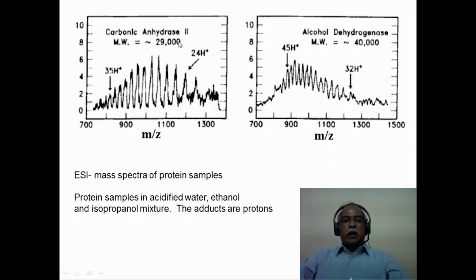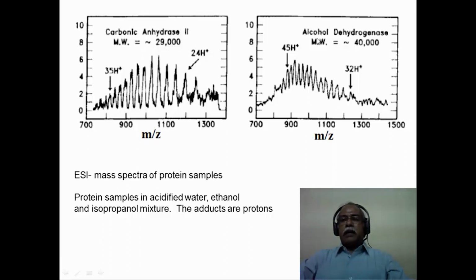One can determine the molecular weights by other methodologies other than mass spectrometry. But one can determine the molecular weight by mass spectrometry also if one uses the electrospray ionization mass spectrometer. In this particular case, what you see is a range of protonated species starting from 23 protonated species, 24, 25, all the way up to 35 protonated species corresponding to a molecular weight of 29,000 or so.